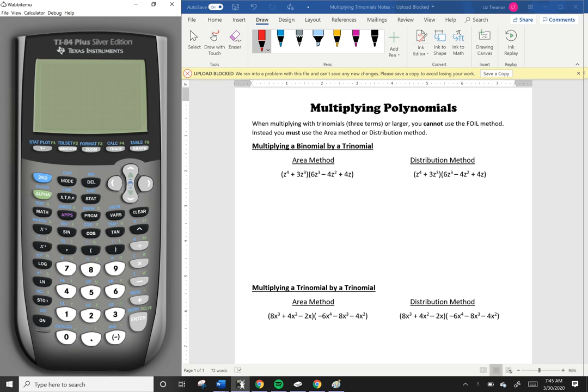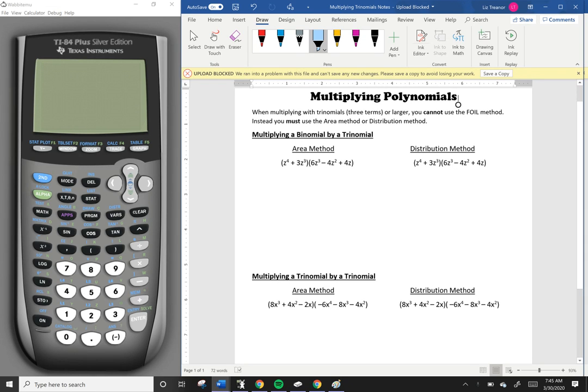So when we're multiplying polynomials that have more than two terms, we cannot use FOIL anymore. For all of the examples today, we are not allowed to use the FOIL method. That's because in the examples I'm giving you, we're multiplying a binomial by a trinomial, right? So there's three terms there, more than two. Same thing down here, but now we're multiplying a trinomial by a trinomial.